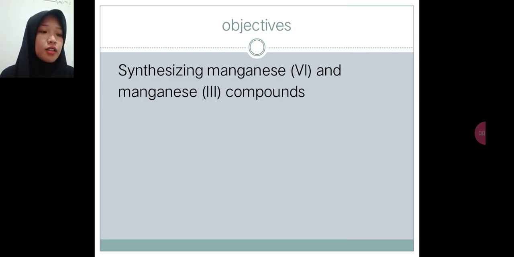The manganese 3 ion can form a complex with a ligand because this ion still has an orbital that is not fully filled with electrons. This is prepared by the reaction of manganese and potassium permanganate. In terms of electron structure, manganese is high spin.